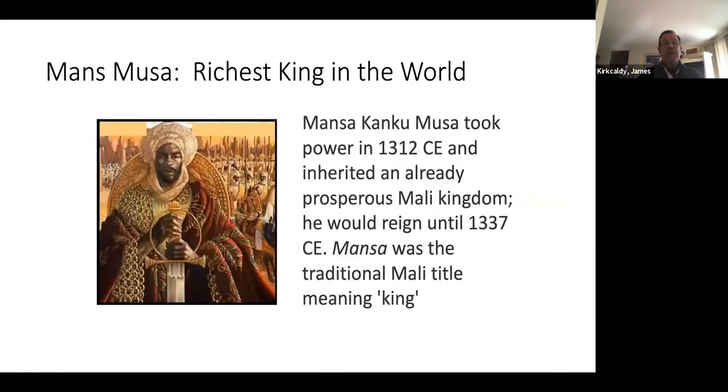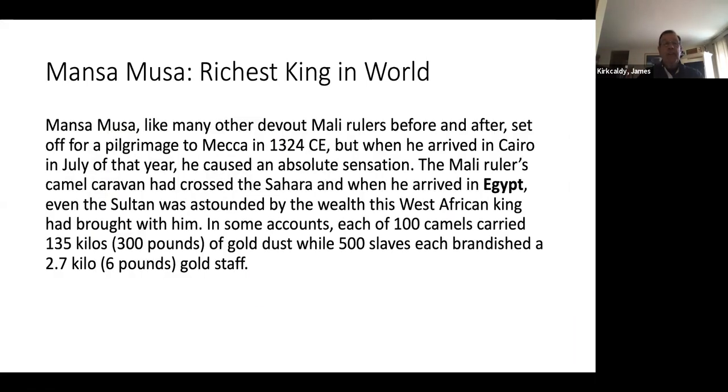And this is the man, the richest king in the world. Who would have guessed, right? From Africa, Mansa Musa, okay? And this tells you a little bit about how wealthy he was. He decided, like all good Muslims, to go on a pilgrimage to Mecca in 1324. And you can see this, he was a rock star, basically. When he arrived in Egypt, even the Sultan was astonished by the wealth of this West African king. He had 100 camels carrying 135 kilos or 300 pounds of gold dust, while 500 slaves each brandished a 2.7 kilo, 6 pounds of gold staff.